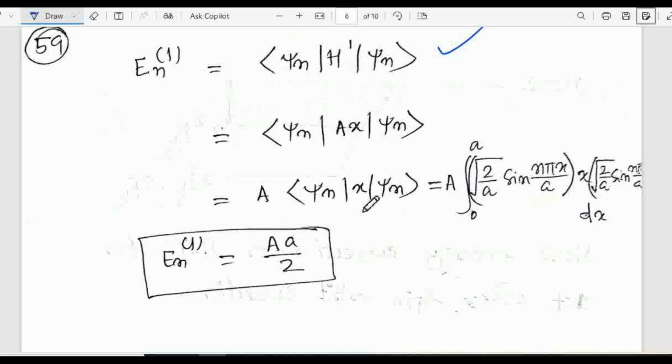But in case of a symmetric well, we have to manually calculate that average value. As it is not mentioned, we have to take it as an asymmetric well by default. So you put a by 2 here, that means the value of this term will be small a by 2. Here capital A is the strength of that perturbation, and you will get capital A times small a by 2.